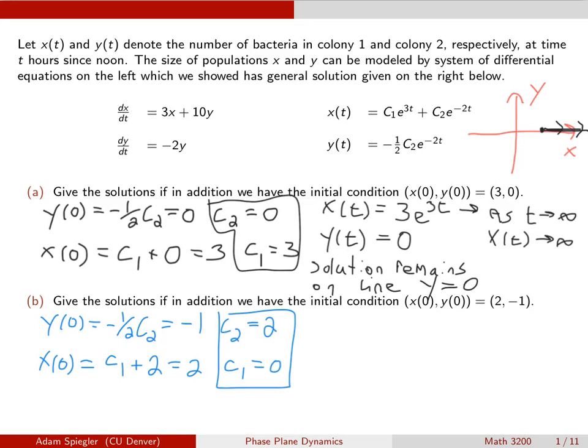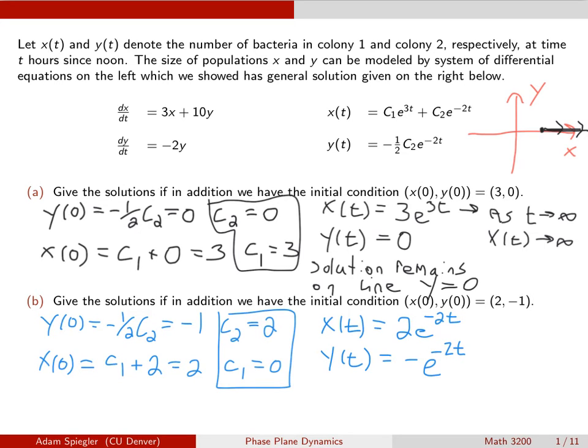So therefore, our solution for x of t is going to be 0 times C1. C1 is equal to 0, so that first part is going to be 0, and then we've got 2 times e to the minus 2t. And our solution for y of t would look like, since C2 is equal to 2, that's going to give me minus e to the minus 2t.